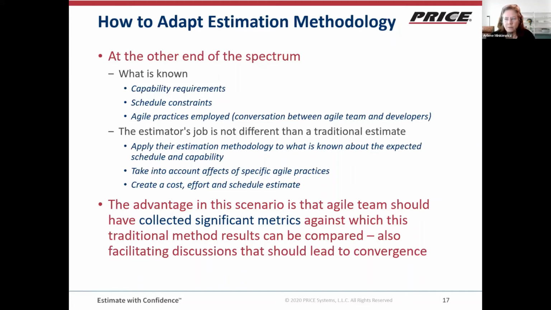At this point, the estimator's job is not different than a traditional estimate. They look at what capability needs to be delivered. They look at what schedule expectations there are. They evaluate the team. They evaluate the impact of specific Agile practices, and they create an estimate of the cost and schedule. So the advantage in this scenario is that Agile teams should have collected significant metrics. One of the great things about Agile best practices is that they often create a culture of metrics collection. Agile teams know what their velocity is.